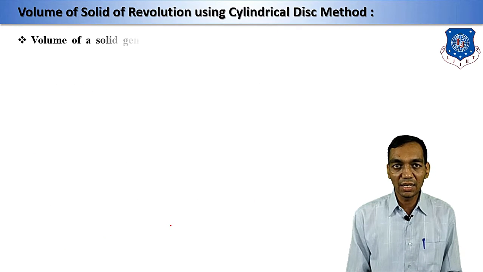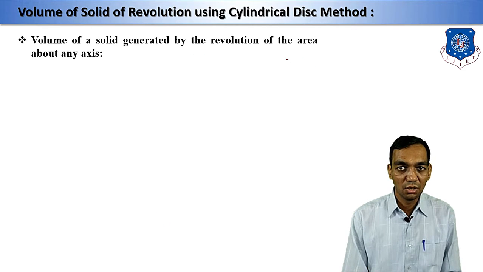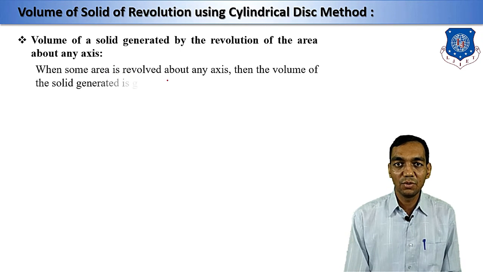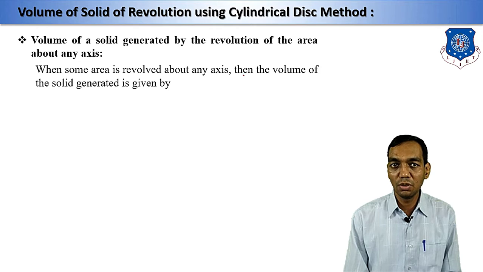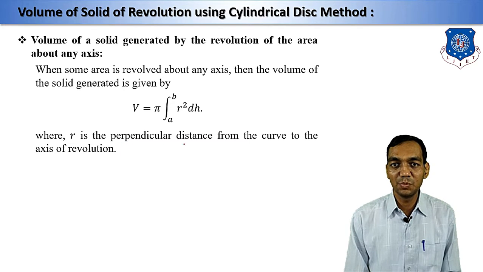Now we are going to the volume of a solid generated by the revolution of an area about any axis. When some area is revolved about any axis, then the volume of the solid generated is given by V is equal to pi integration A to B R square dH, where R is nothing but the perpendicular distance to the curve from the axis of revolution.